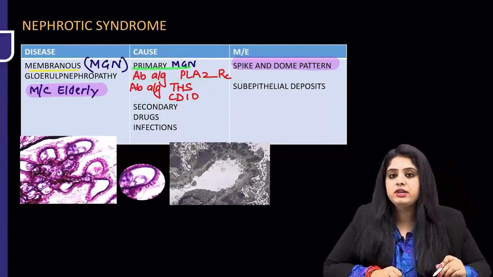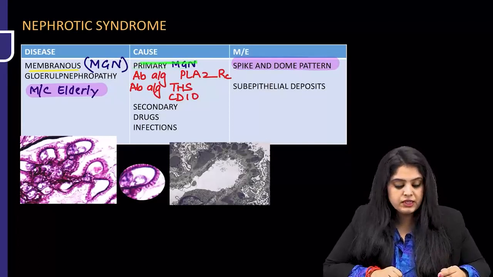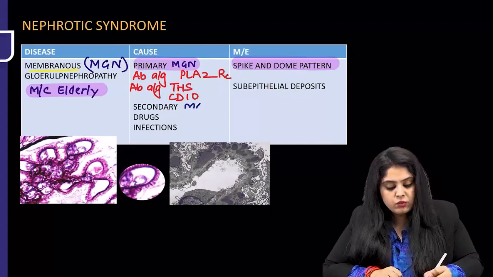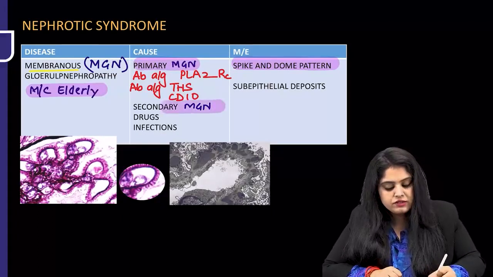Basically, kuch antibody ka problem hai. That is the primary MGN. On the other hand, there is something also known as secondary MGN. What is secondary MGN? Secondary to some drugs.